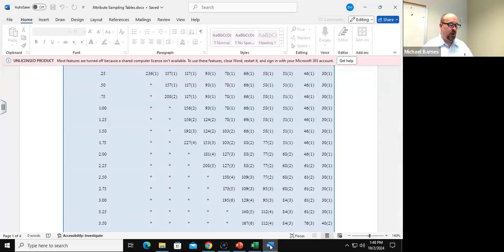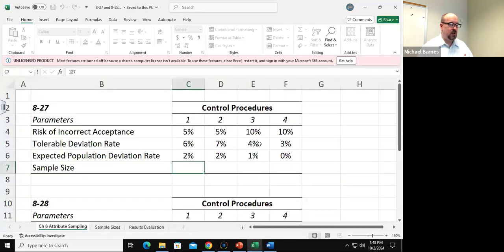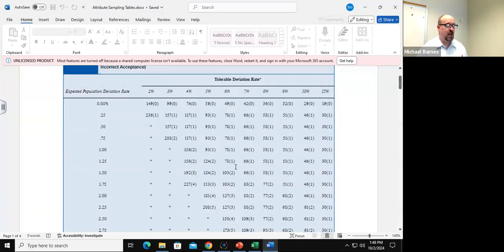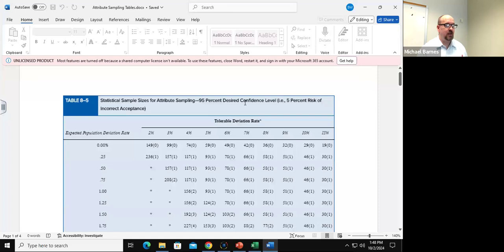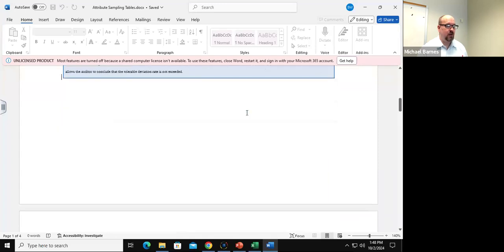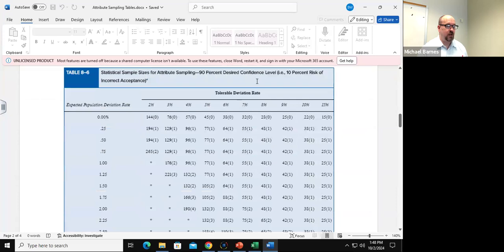Let's do another one real quick. I'm not going to do all of these, but let's do number 3. Number 3 says risk of incorrect acceptance of 10%, meaning our confidence level has to be 90%. Good. Tolerable deviation rate of 4%, expected population deviation rate of 1%. So we're going to go back to our tables, and this time we can't use the 95% confidence level table because we need a different one. We're going to go to the 90% desired confidence level.